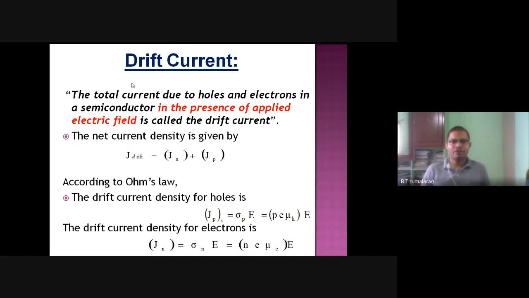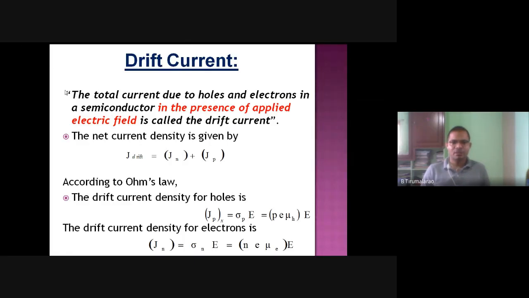Drift current is the current in the semiconductor due to the holes and electrons in the presence of an applied electric field. That current is called drift current. So, what is the drift current?